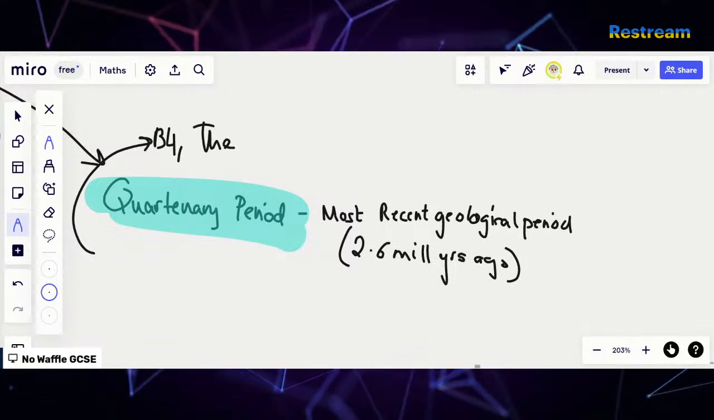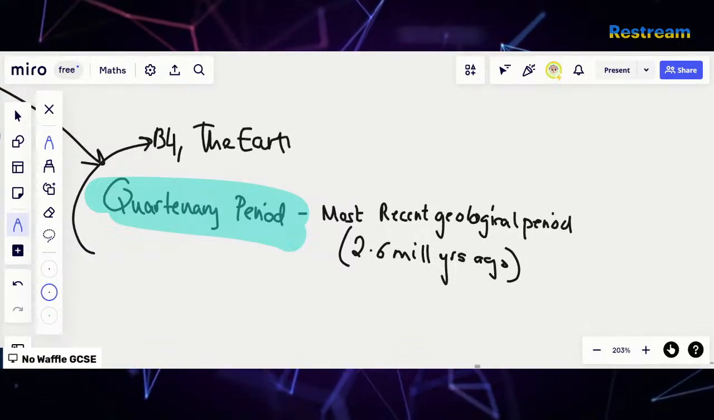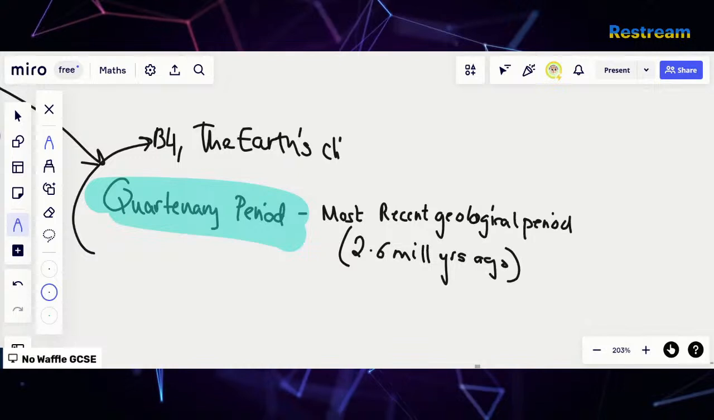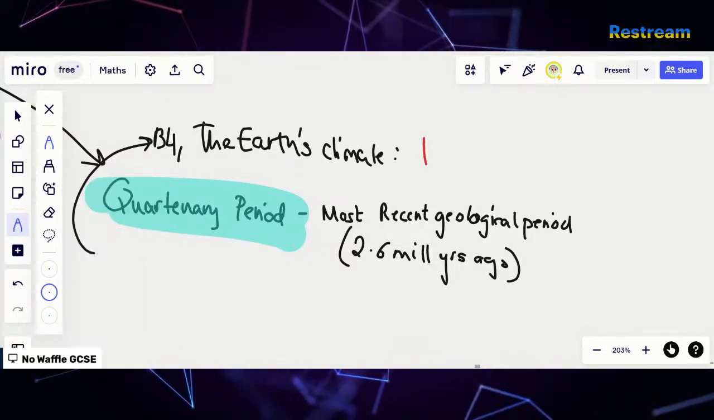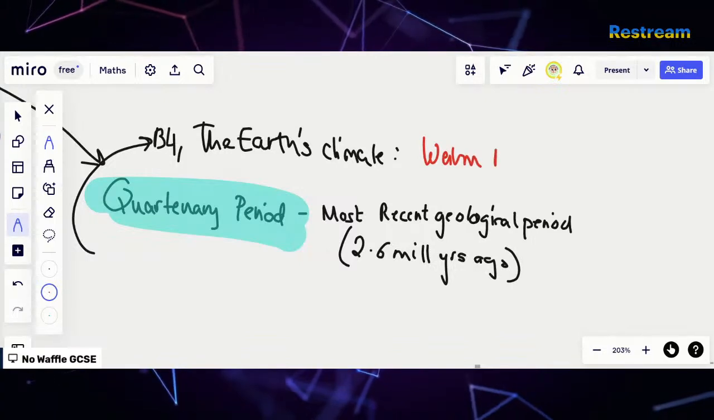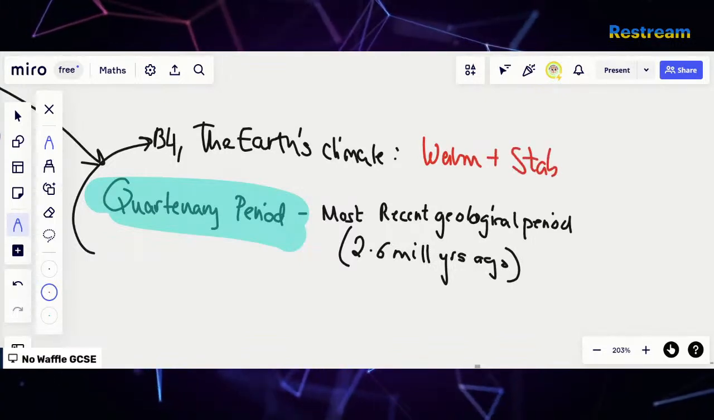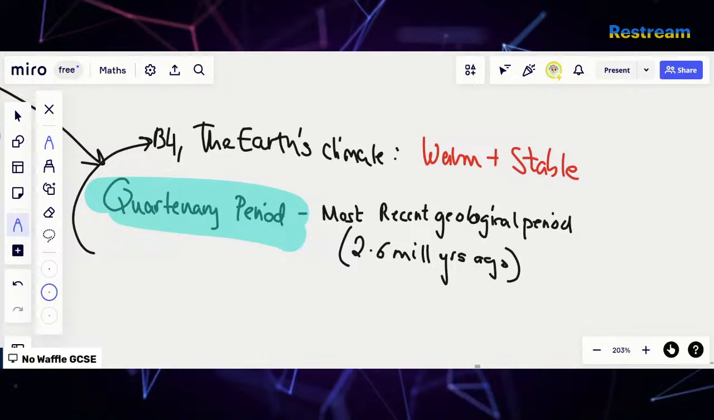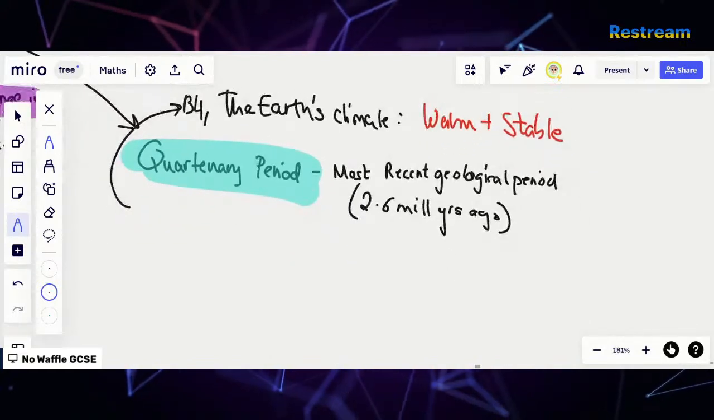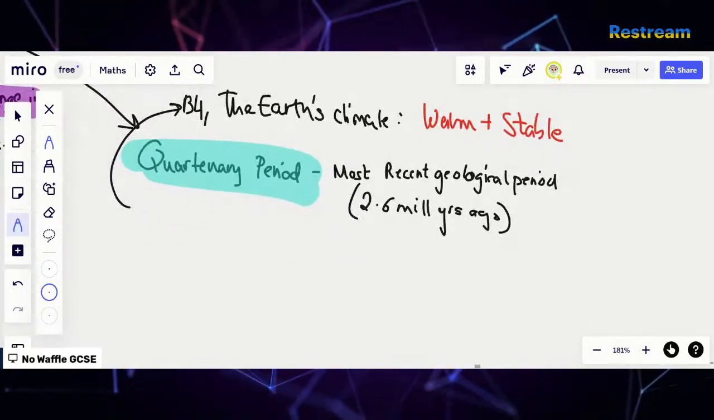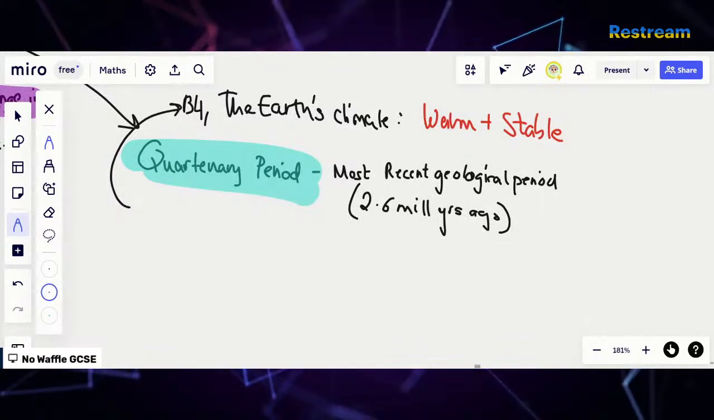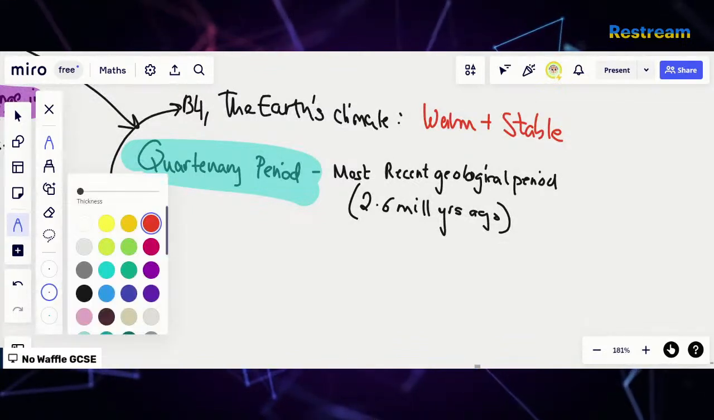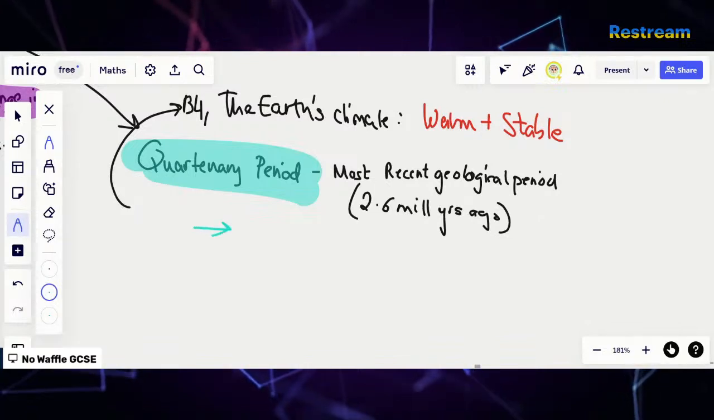So if we're looking at what happened before, the Earth's climate was warm and very stable. So we had this period before the Quaternary period, which is warm and stable. Then we had the Quaternary period, which is the most recent geological period. And then during the Quaternary period, you're going to need to know some key facts here.